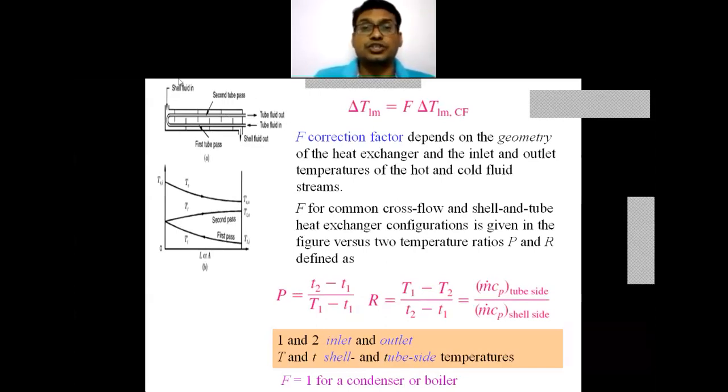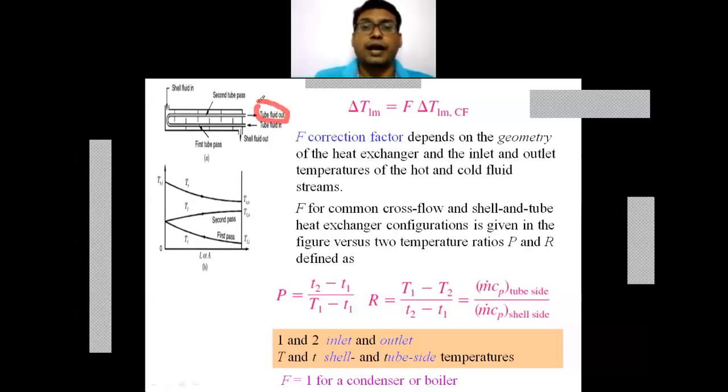Now consider a case of a shell and tube heat exchanger where there are two passes on the tube side. This is the tube side fluid out and tube side fluid in. So the tube side fluid enters the tube, changes its path, and goes out through the tubes, the same fluid that is on the shell side.